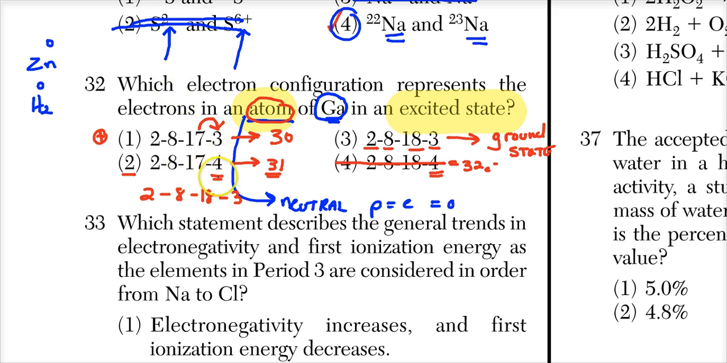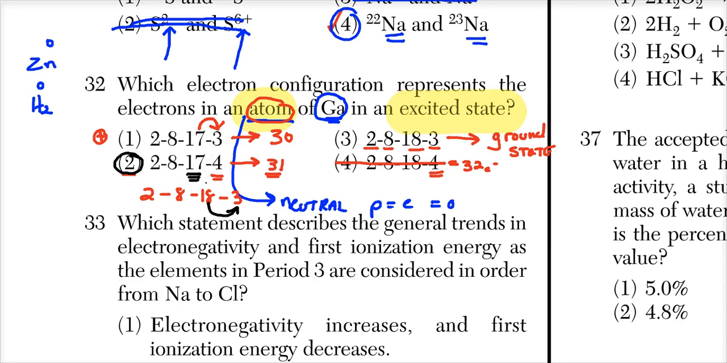Well, an electron from the third jumped to the fourth and became excited as it gained energy in order to pull away from the nucleus. So this went down to a 17, this went up to a 4. That's why 2 is the answer.